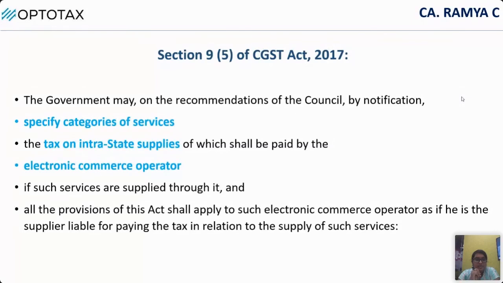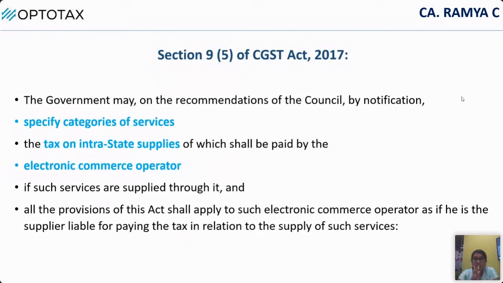So in an e-commerce transaction like Ola or something, you actually have three parties, right? You have the supplier, you have the e-commerce operator, and you have the recipient. Here they are saying the e-commerce operator should pay the tax, not the supplier. So section 9(5) is not RCM, right?